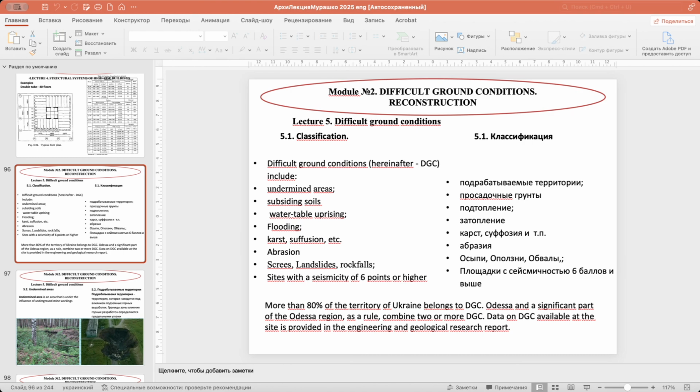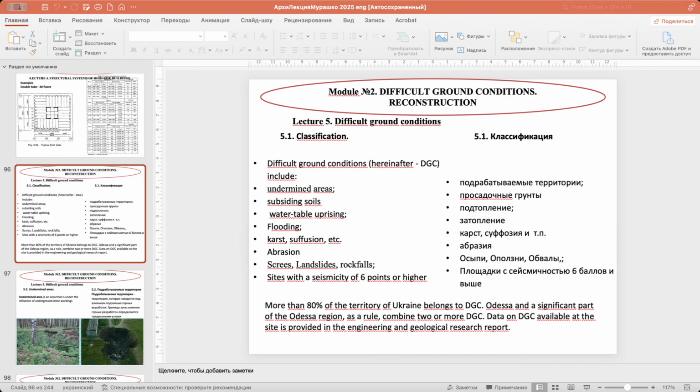So, today we will start with the classification of difficult ground conditions. We will consider a few of them during this first lecture. But nevertheless, you have to understand that difficult ground conditions are conditions you will have to deal with during all your architectural practice. Because if an architect decides that withstanding difficult ground conditions is the structural engineer's business, it's a huge problem for the project.